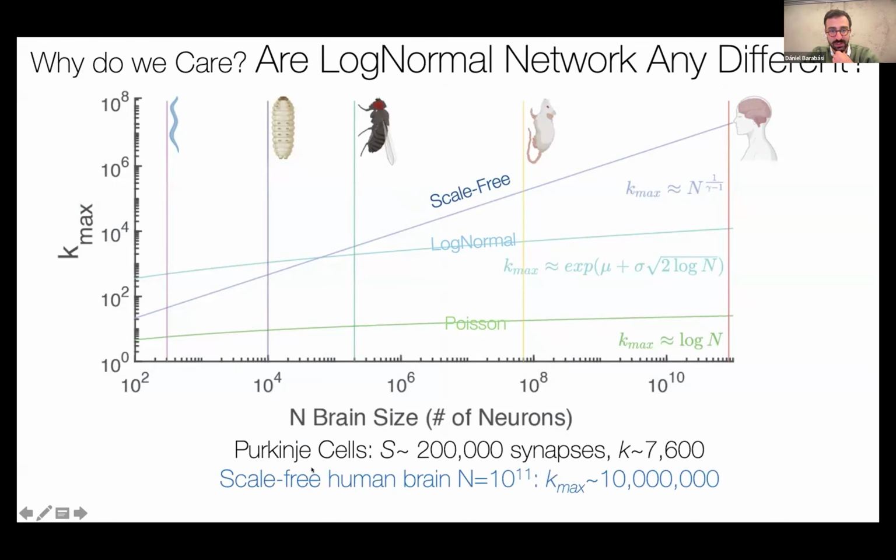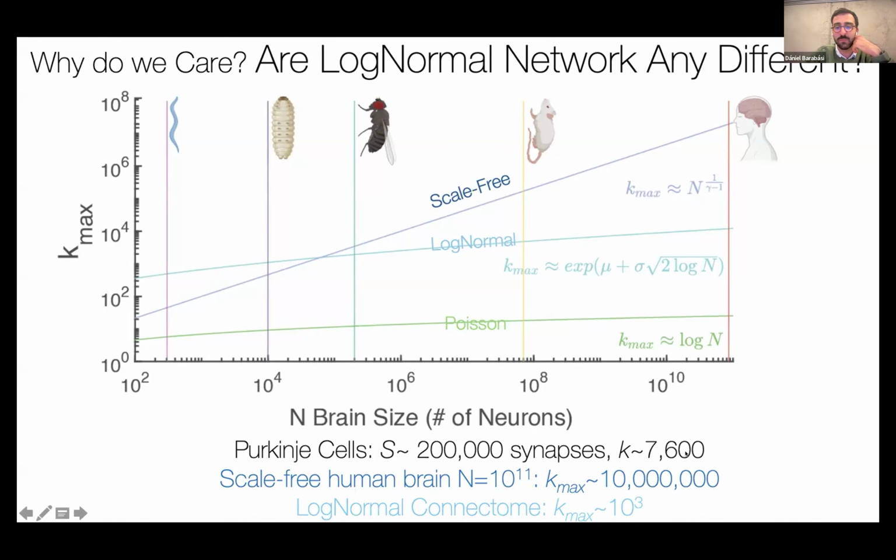And one observation of this is that in Purkinje cells, the number of synapses that they have is 200,000, but their degree is 7,600, right? In a scale-free human brain, with 10 to the 11th neurons approximately, we would say that the maximum, the superconnector neuron within the brain, would have 10 million connections, which is absurdly large. However, a log normal connectome predicts, given that you have 10 to the 11th neurons within the human brain, roughly, that you'd be on the order of 1,000 for the largest connecting neuron within the brain.